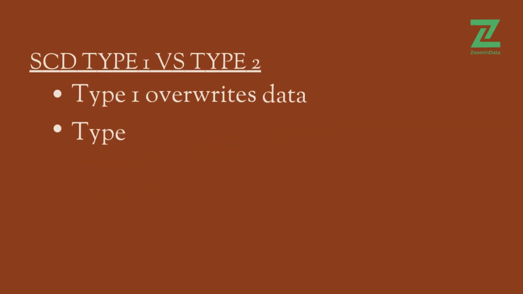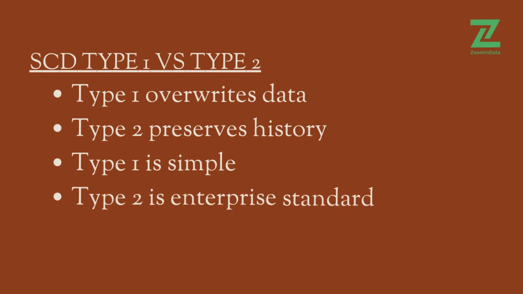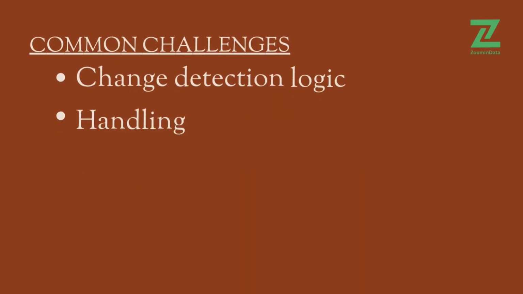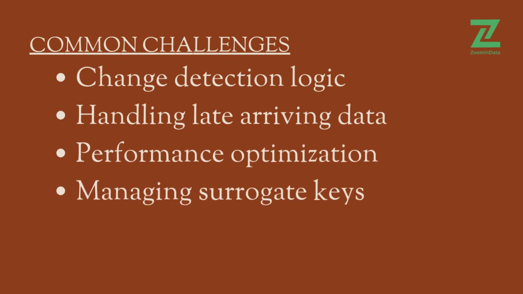SCD Type 1 overwrites data and is simple. SCD Type 2 preserves history. Type 1 is easier to manage, but Type 2 is the enterprise standard. Common challenges include detecting changes accurately, handling late arriving data, optimizing performance, and managing surrogate keys.